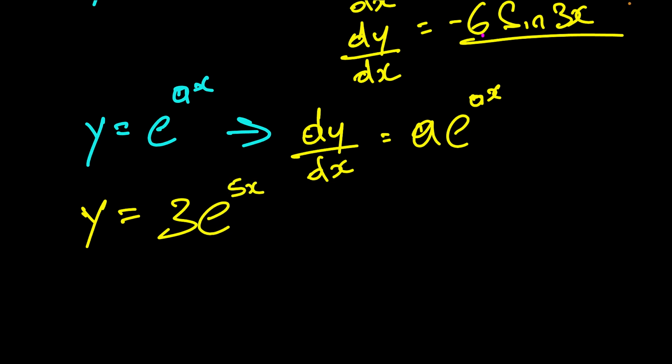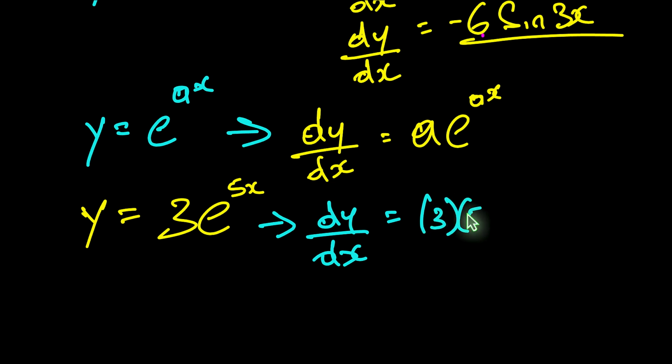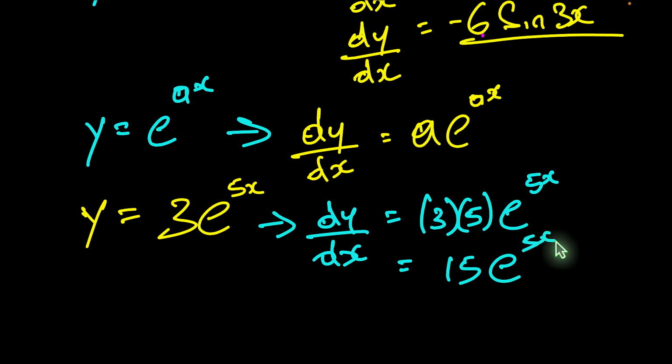So let's get into the differentiation now. So for this one, we'll have dy dx is equal to, and we're going to follow our same structure there. So what we'll end up with is 3 multiplied by 5, and then we have e to the power of 5x. So final answer here is 15e to the power of 5x.